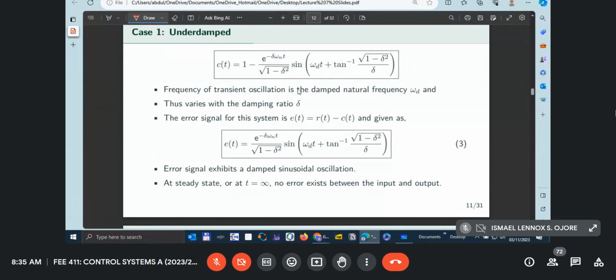So this is the final equation for underdamped. That is the case where the damping ratio is less than 1. So this is the response, right? And from here we can see that we have some oscillations, and this oscillation is actually because of the damped natural frequency.